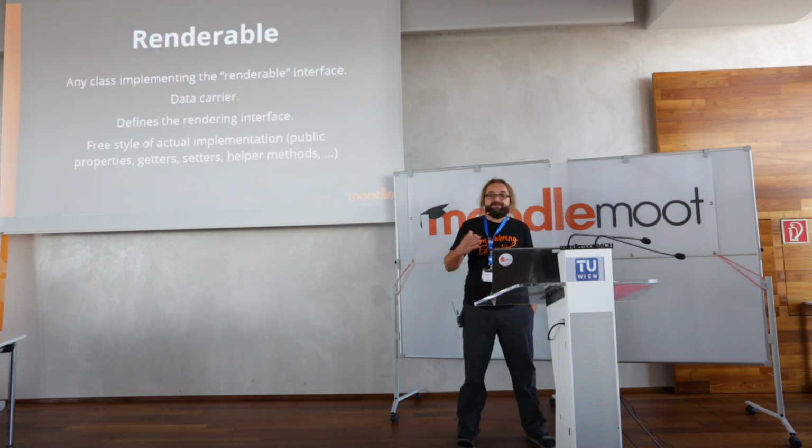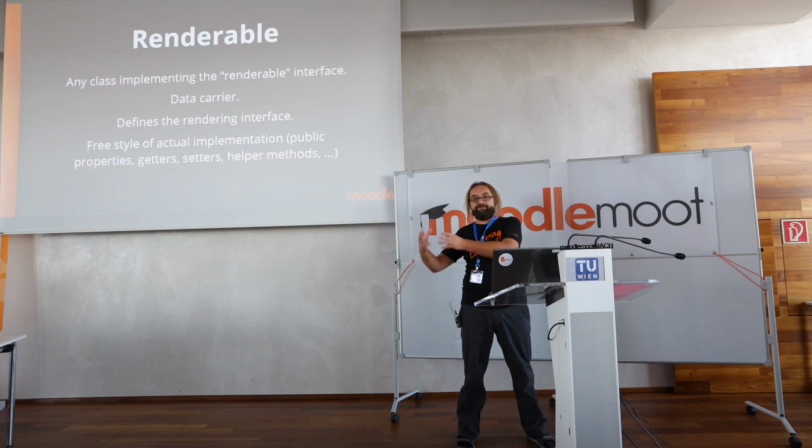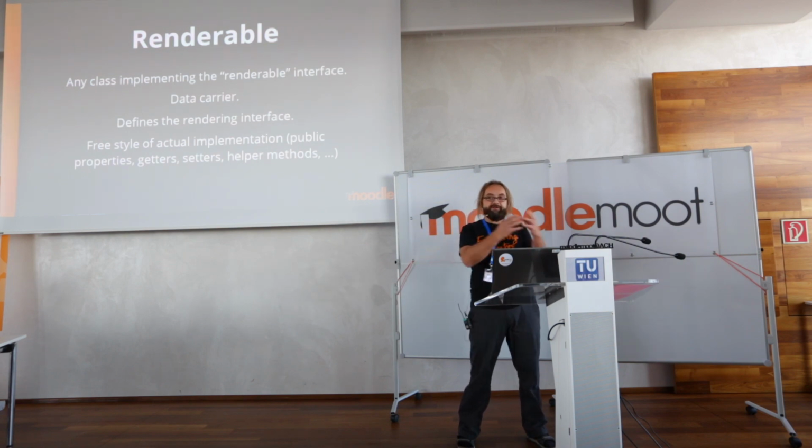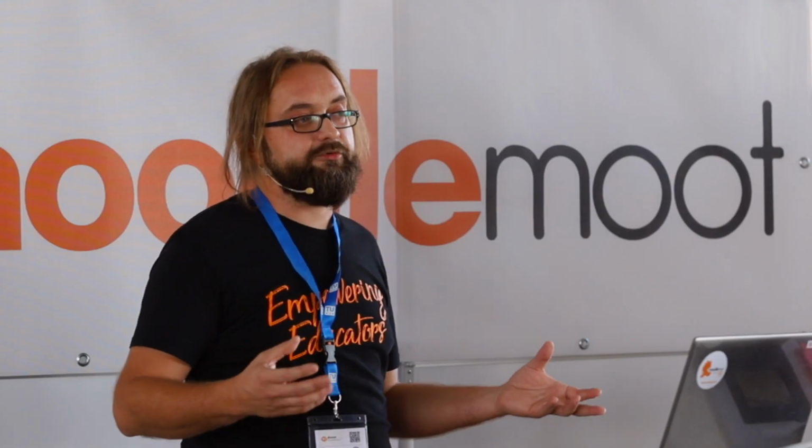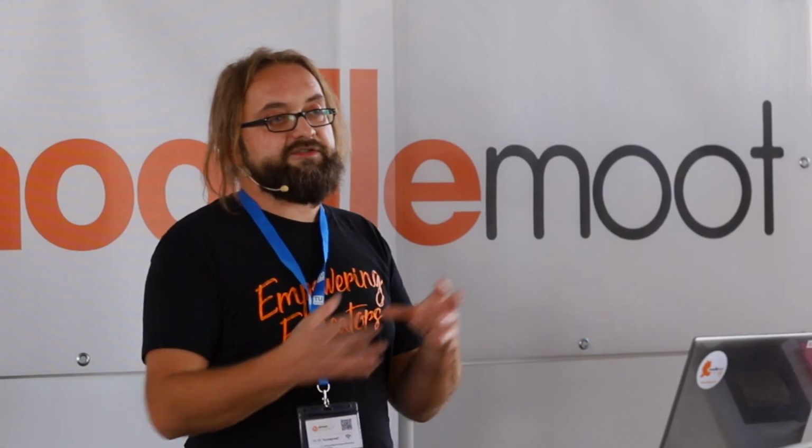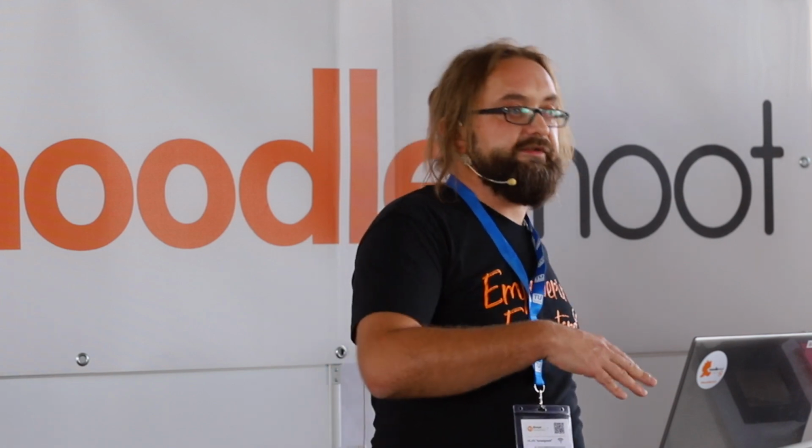So to summarize, this renderable is nothing more than just a data carrier, the holder of the data, that basically defines the interface between your business logic and the rendering layer, the view. So whatever is needed to be rendered should be obtained from this data. The way you actually implement this renderable is up to you, whether you will have some setter methods, getter methods, whether it will be public properties, it's up to you.